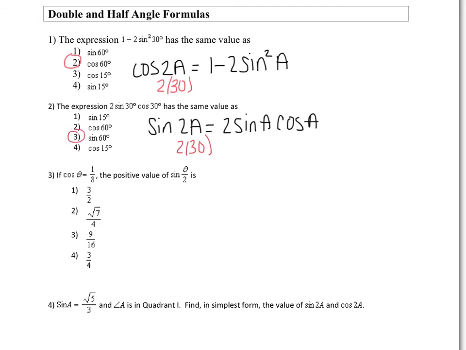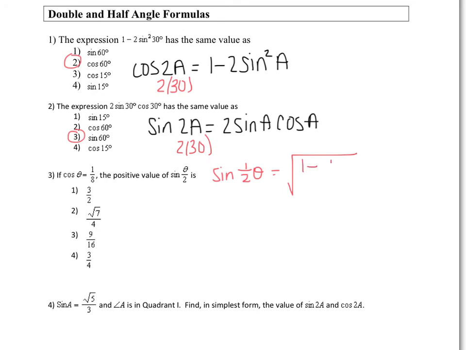Okay, let's move on to number 3. Number 3 is saying find sine of theta over 2. That's the same thing as saying sine of a half theta. So you're going to look at your half angle formulas for sine of a half A. A, theta, same thing, it's okay. So the formula that you want to use for this is plus or minus, but it says what's the positive value, so we can ignore the minus.